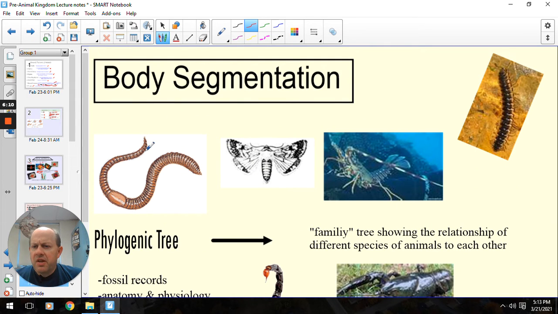Body segmentation is another advantage that animals will have. So these are repeating body parts. Okay. So in the case of the earthworm, we have all these repeating segments. In the abdomen of our moth, all these repeating segments. Our lobster, repeating segments. Our centipede, repeating segments. And so what that will do is it will help give the organism an ability, if some of those segments get damaged or destroyed, then there's more of them. So you as humans, you have repeating segments based on your vertebrae and your phalanges. So those are some small repetitive segments to your body.